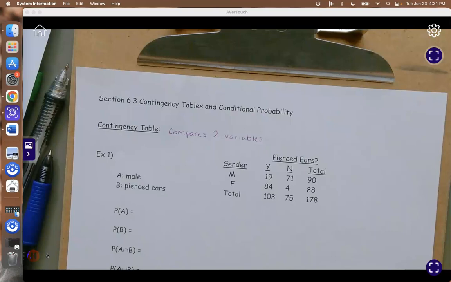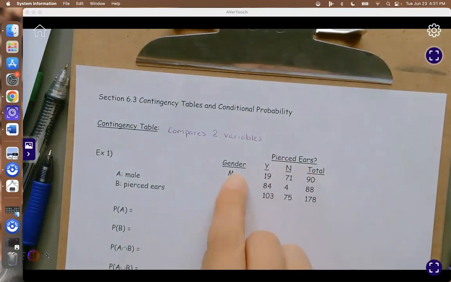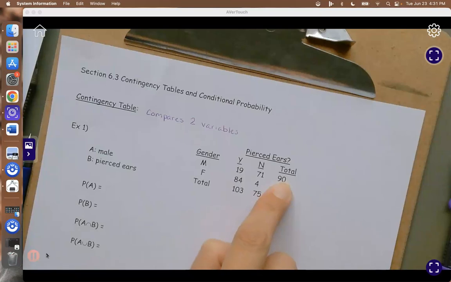So in this table, we're looking at if a person has pierced ears, yes or no, and if they are male or female. So the way we read this table is there were 90 total males surveyed, and there were 88 females, for a total of 178 total people surveyed. 103 people had pierced ears, 75 people did not have pierced ears, again for a total of 178.